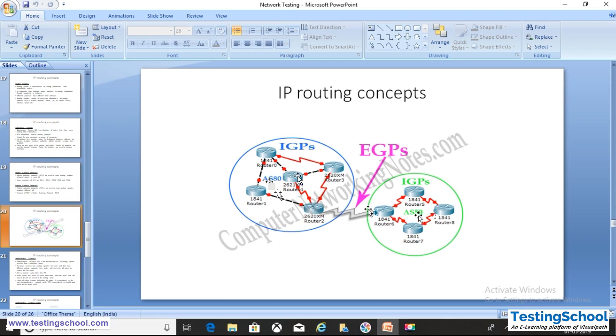And between these two autonomous systems, so between router 2 and router 6, because router 2 is in autonomous system 80 and router 6 is in autonomous system 50, when they want to share information, even though they are directly connected, they need an EGP, exterior gateway protocol. Why? Because they are part of different autonomous systems.